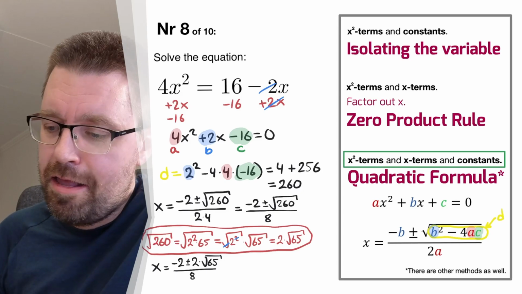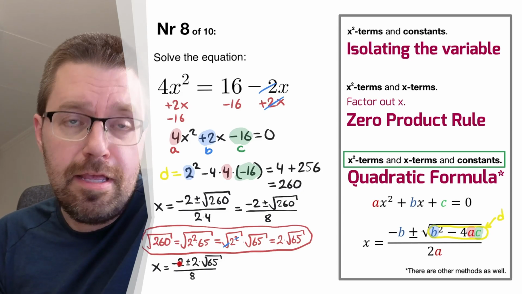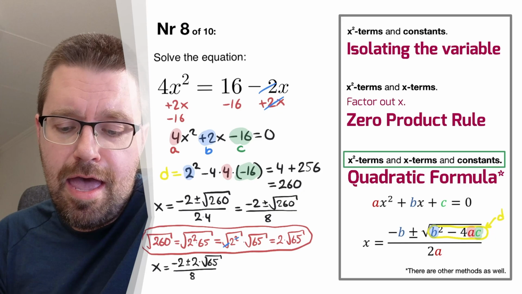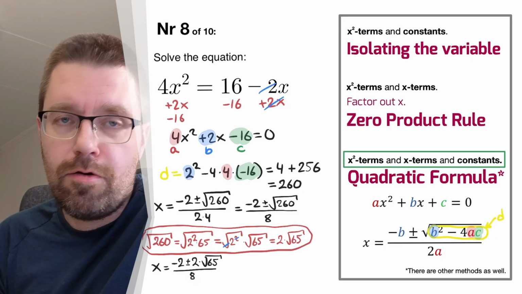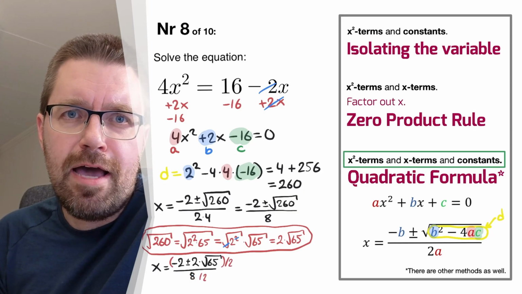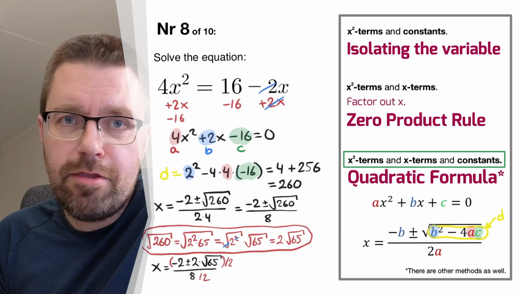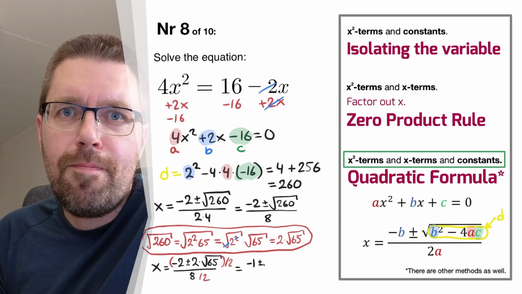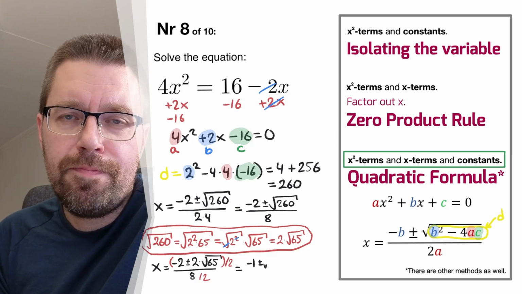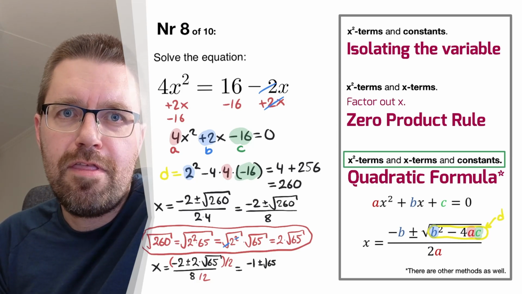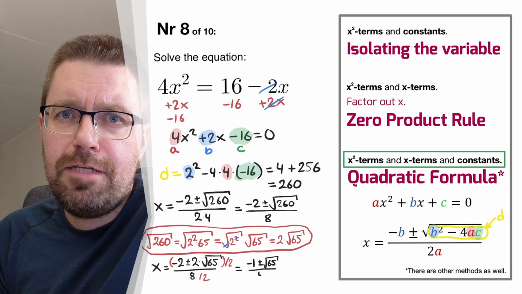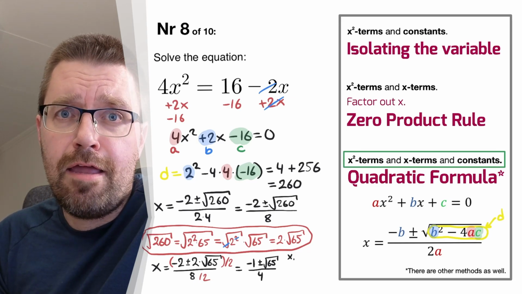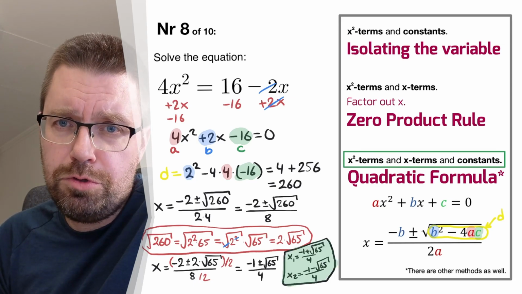And then I can see that I have a factor 2 in this term, and in this term, and in this denominator also. So I can divide both the numerator and the denominator by 2 to make it easier. And then I got minus 1 plus minus, and then only square root of 65, and then divide by 4. And then we have our two solutions.